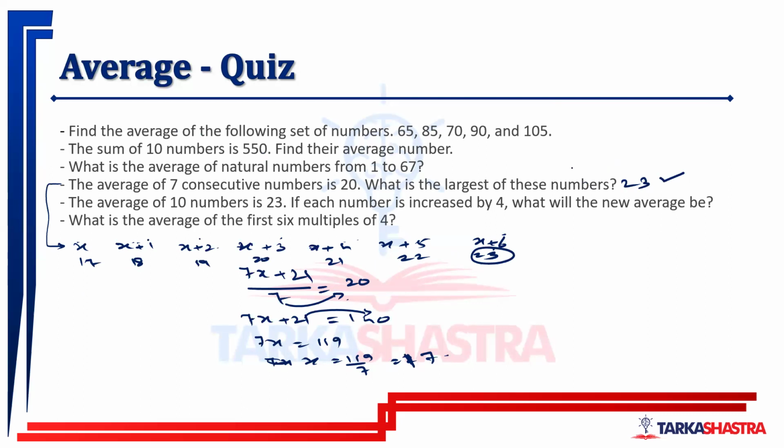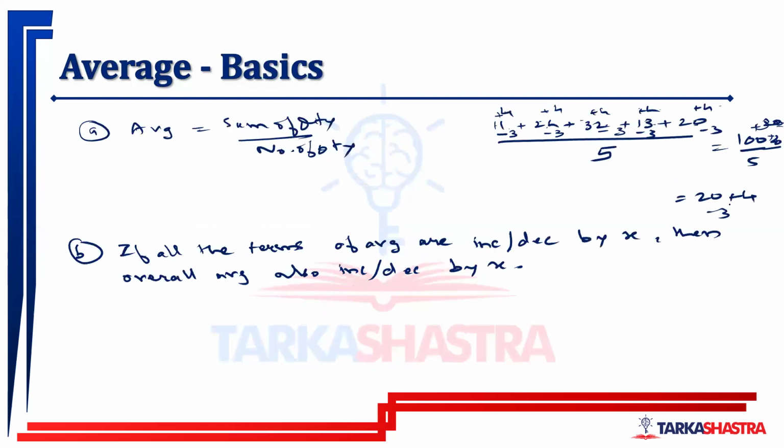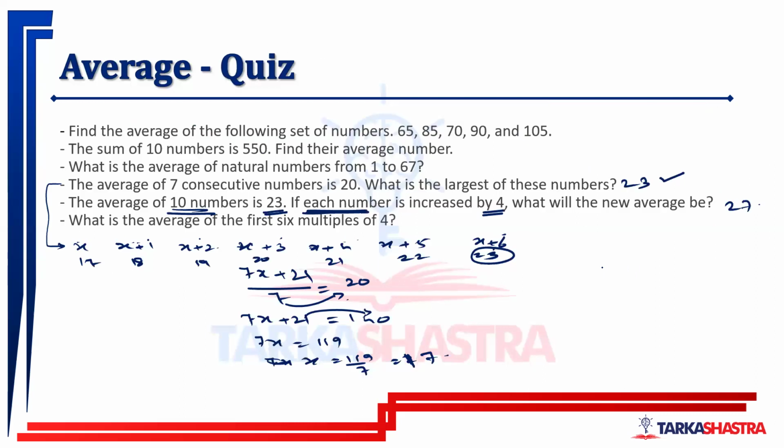Okay, next, it is a very easy question. The average of 10 numbers is 23. If each and every number is increased by 4, the new average will be 27. This is what we have understood here. If all the terms of an average are increased or decreased by x, then the overall average increases or decreases by x. So that is what they are saying. Each number is increased by 4, so the overall average will also increase by 4. So 23 plus 4, 27 will be the new average.